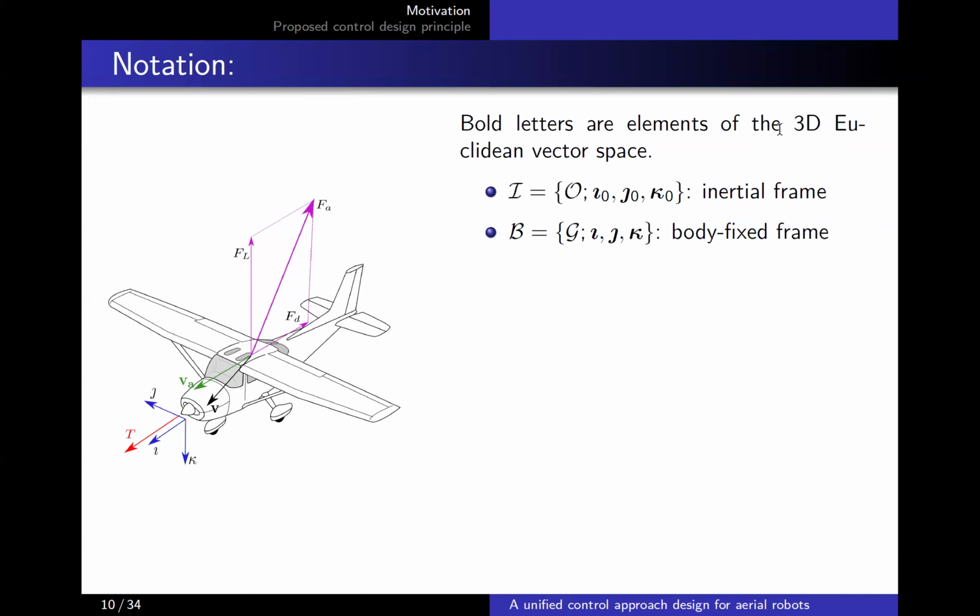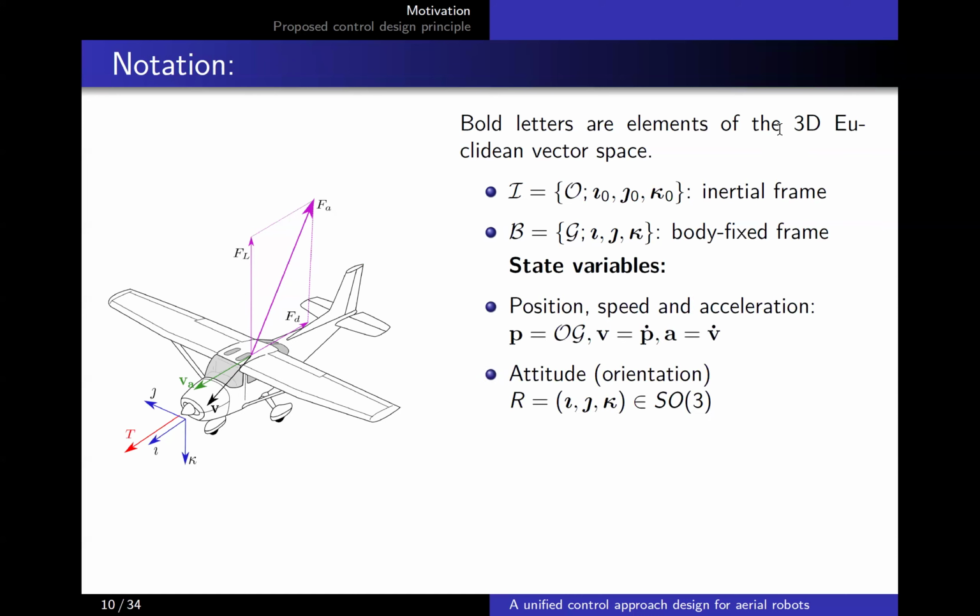So I need 2 frames, an inertial frame and a body fixed frame. This is the body fixed frame. The inertial frame is somewhere here, and the inertial is fixed, and the body is moving, attached to the vehicle and moving with the vehicle. I define my states, which are the position, P, the velocity, the acceleration, and the attitude, which is the orientation of the frame of the body with respect to the inertial frame.